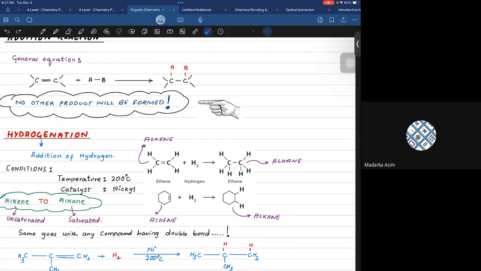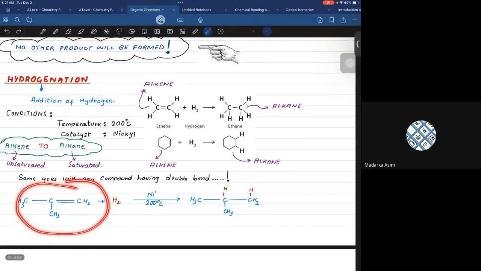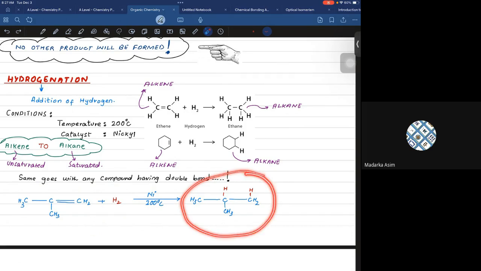So the catalyst, that is nickel, is mandatory. Let's suppose this is my reactant. I'm going to add hydrogen gas into it in the presence of nickel and 200 degrees Celsius. So this product would be formed.